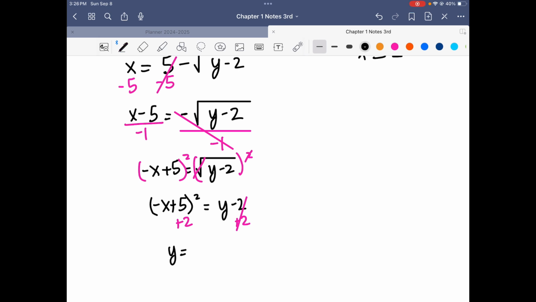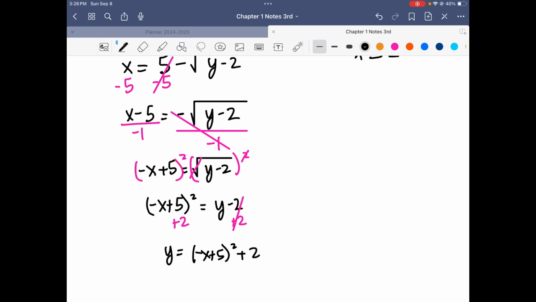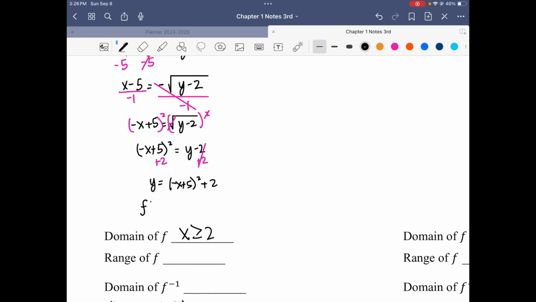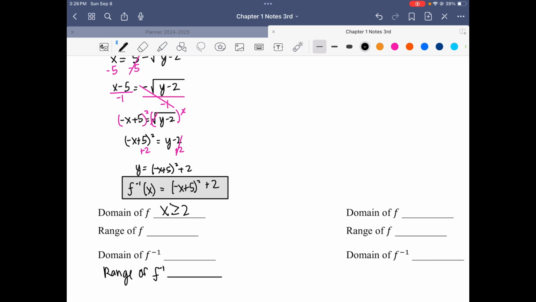We get y equals -x plus 5, quantity squared, plus 2. The last step here would be to switch our notation. We're going to go ahead and put our inverse notation. So our inverse is the quantity of -x plus 5 squared plus 2. Now, range is actually pretty tricky to find here unless we graph it, which we could.